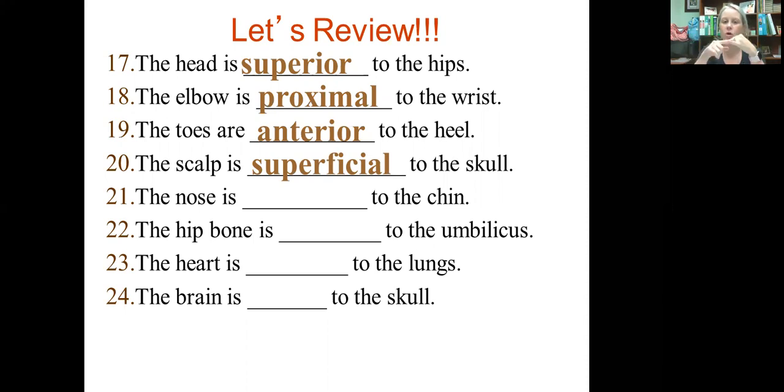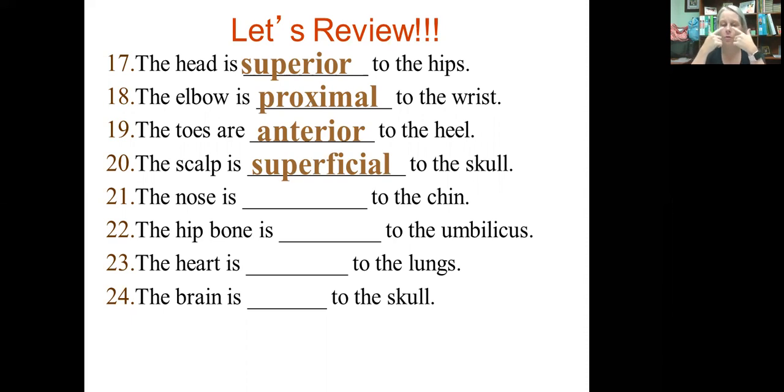If I said the skull is blank to the scalp, then that would be deep. That's the one where it's further away from the surface of the skin. Your nose to your chin. Now, a lot of times students, when they first see this one, they go medial. But if you look, both of these are medial. Nose, chin. They're both on the midline.